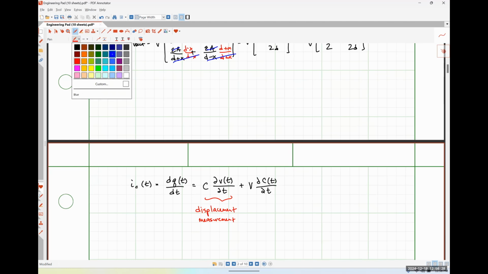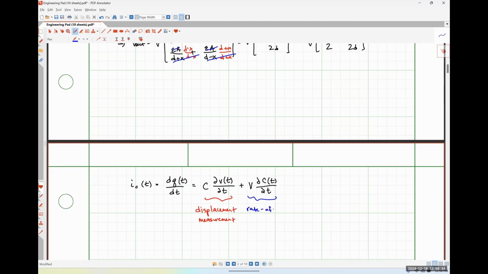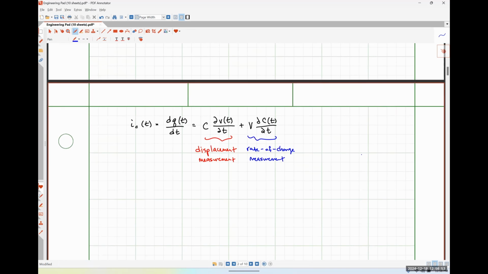And the term on the right is what we are going to call a rate of change measurement. So let's start by looking at a rate of change measurement.